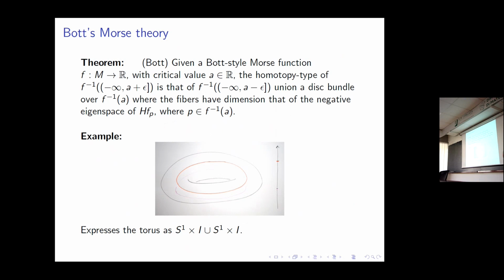And so the Bott version of the Morse lemma, the cell attachment version: for a Bott-style Morse function with a critical value A, when you pass through that critical value, the pre-image of the intervals doesn't change by a cell attachment. It changes by attachment of a disk bundle over this manifold.